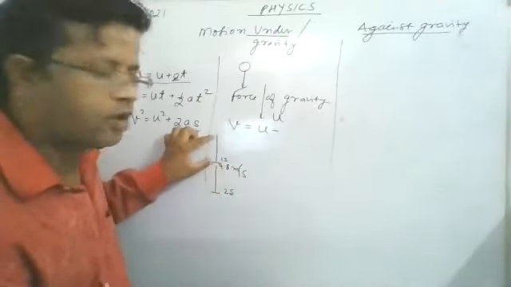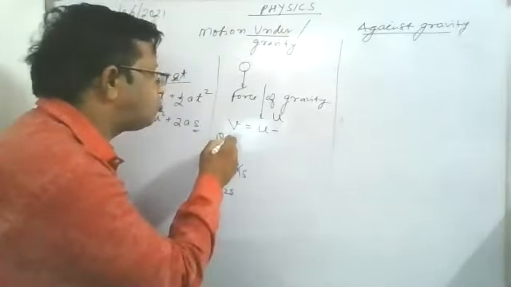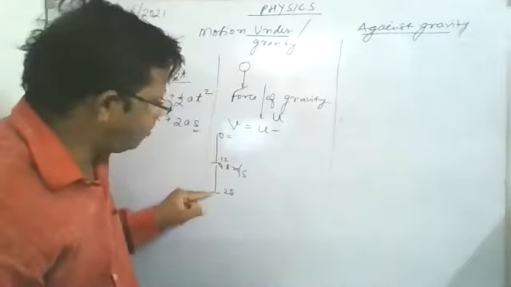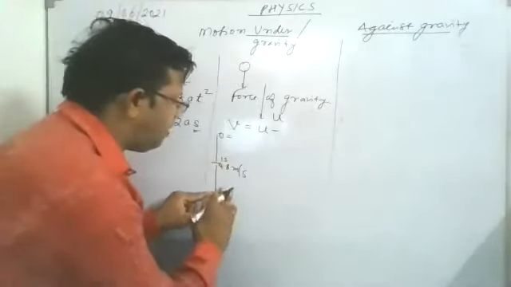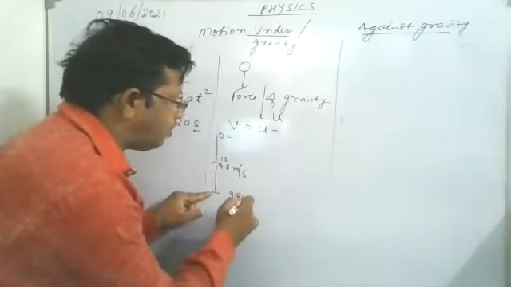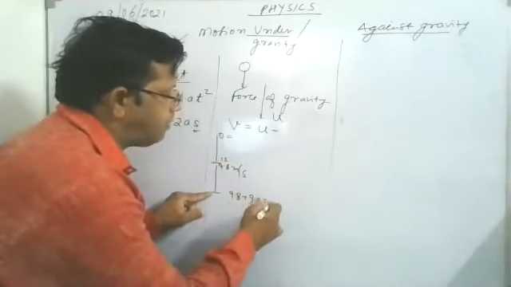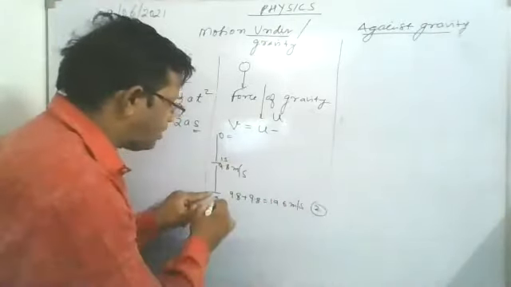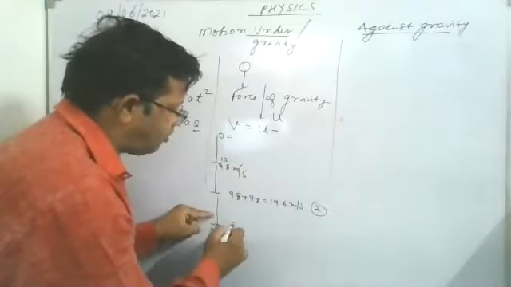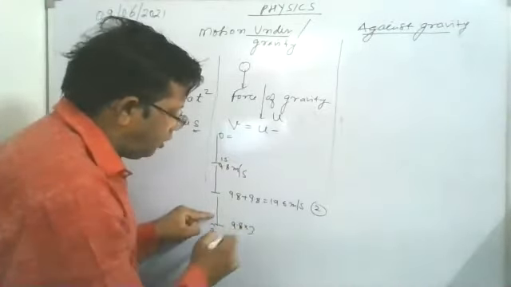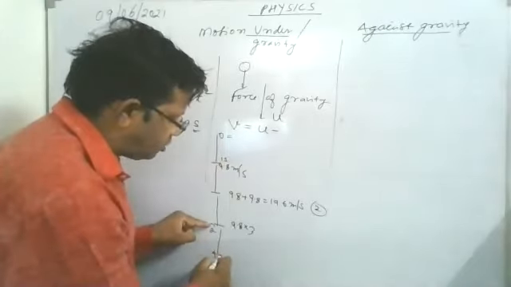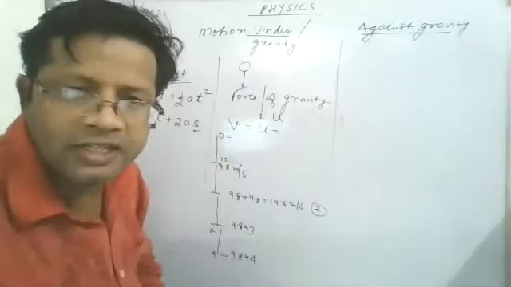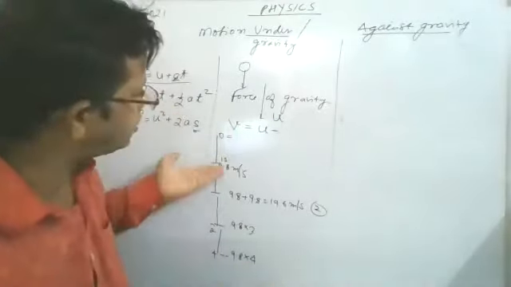So at 0 seconds, its initial velocity was 0. After 1 second, its velocity becomes 9.8. After a further 1 second, its velocity will be 9.8 plus 9.8, that is 19.6 meter per second at the end of 2 seconds. At the end of 3 seconds, its velocity will be 9.8 into 3. At the end of 4 seconds, 9.8 into 4. So in every 1 second there is a fixed increase.